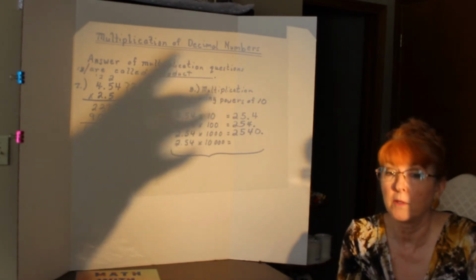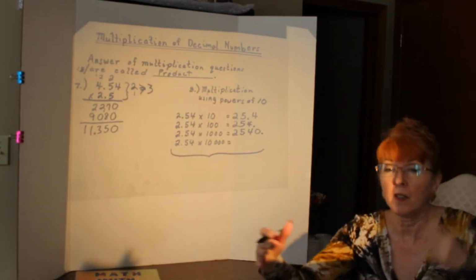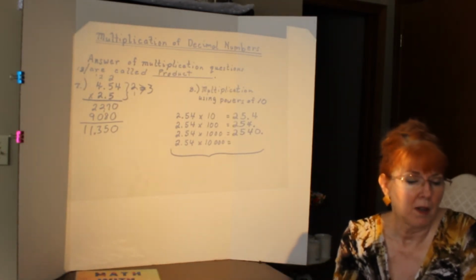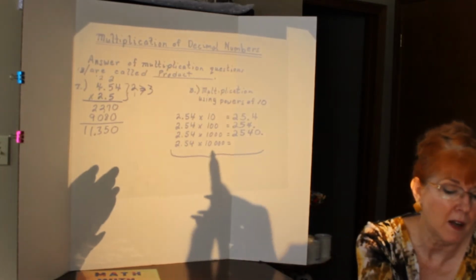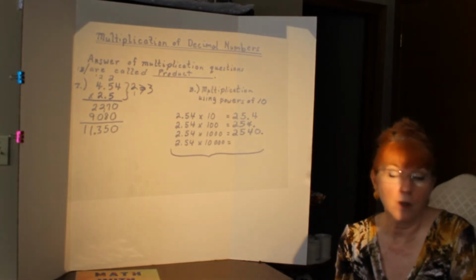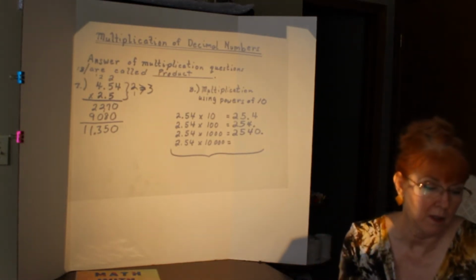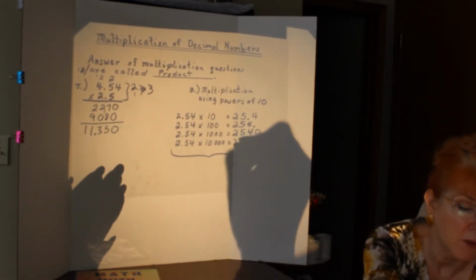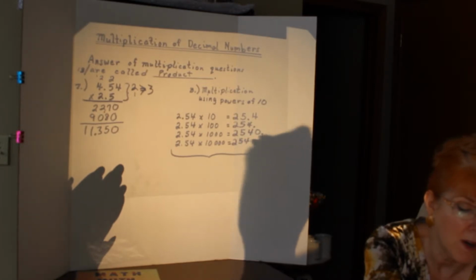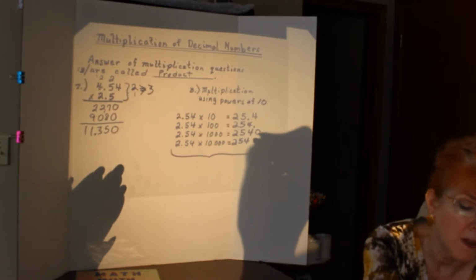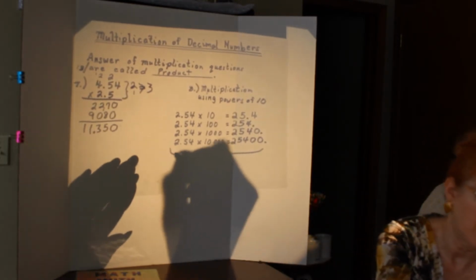Now we'll look at 10,000. And it's obvious it can keep going, 100,000, millions, whatever. In this case, I have 1, 2, 3, 4 zeros. 4 zeros, I'm going to move it 4 places to the right. 1, 2, 3, 4. So I'm going to end up with 2, 5, 4, and then what have I got here? 1, 2. Oh, you need 2 more. So 25,400.